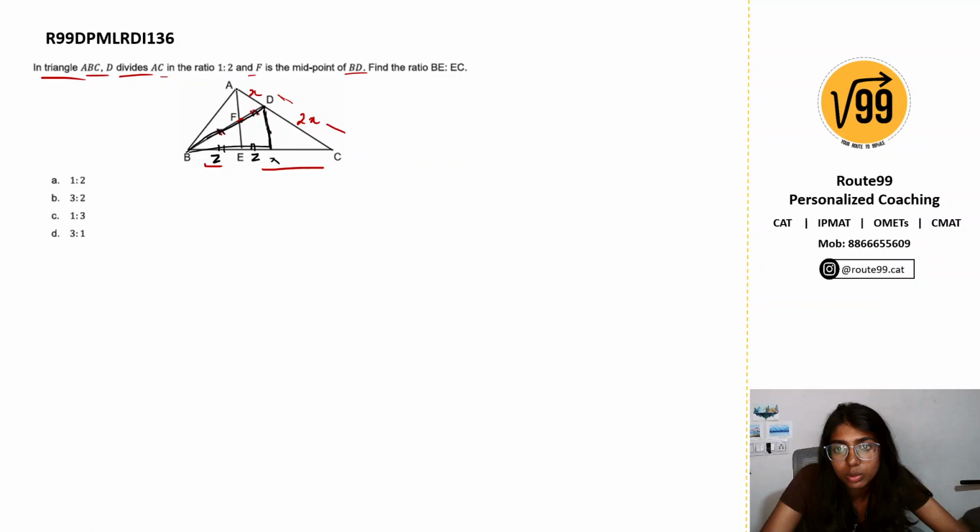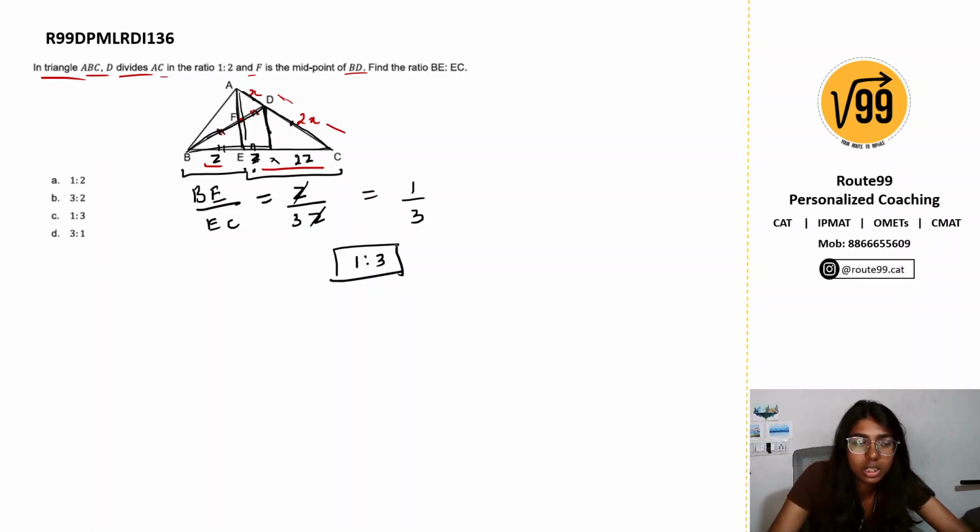सिमिलरली आप इस ट्राइंगल को नोटिस करें, AEC को, ठीक है. इसमें जो है ये 1:2 के रेशियो में डिवाइड कर रहा है, और ये साइड इस साइड के पैरेलल है, तो ये भी 1:2 के रेशियो में डिवाइड करेगा. तो ये ऑलरेडी Z है, तो ये आपका 2Z हो जाएगा, राइट. अब आपको BE रेशियो EC कैलकुलेट करना है, तो दैट वुड बी व्हाट, BE इज योर Z एंड EC इज योर Z plus Z, 3Z. So your answer is 1:3.